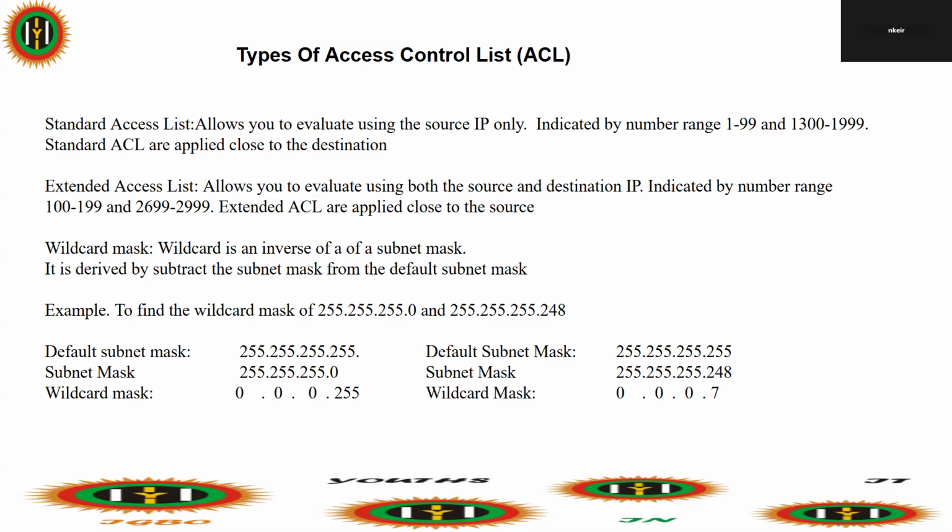So you just do the default minus the subnet mask you're looking for. So when you deduct it, you're going to have 0.0.0.255. This is for /24, and then 0.0.0.7 for /29. So when you configure your ACL, you're going to be using the wildcard instead of using the subnet mask.